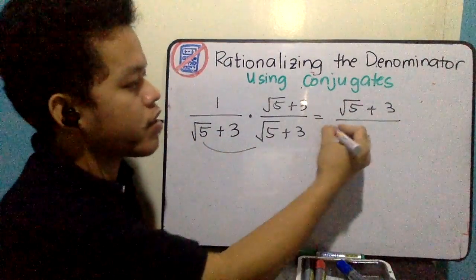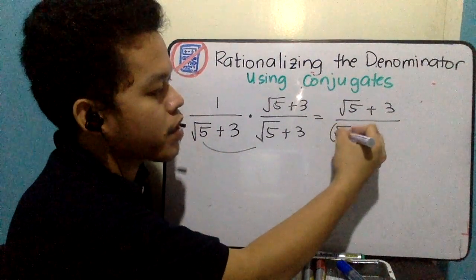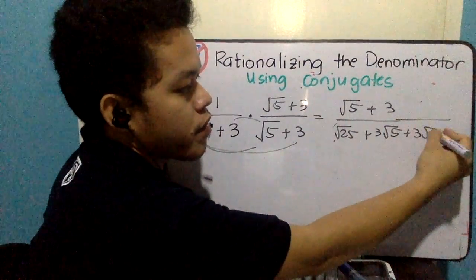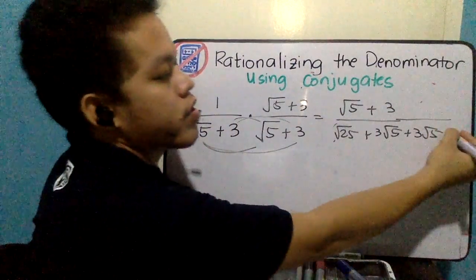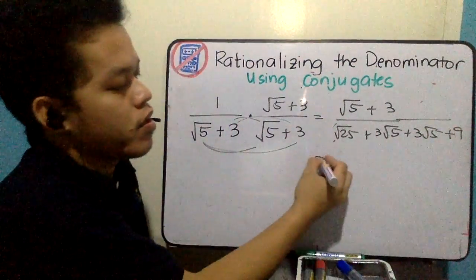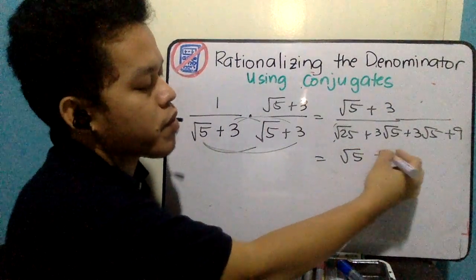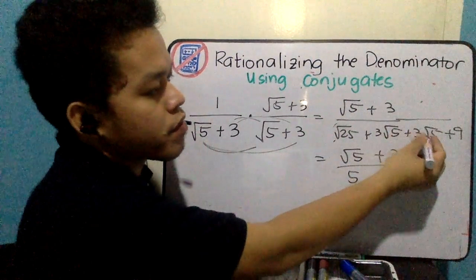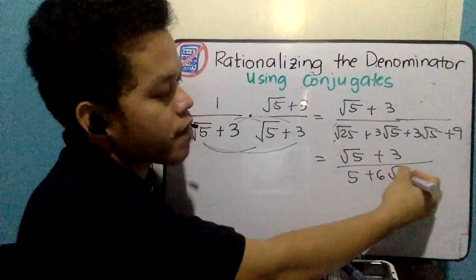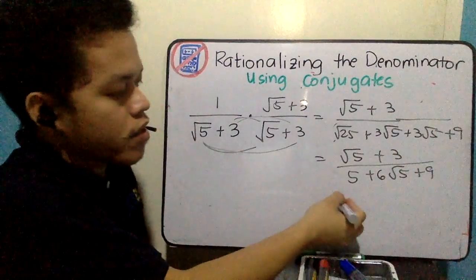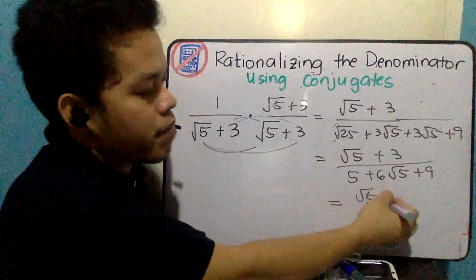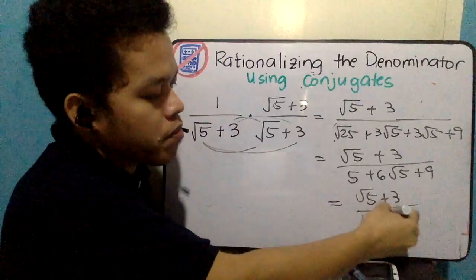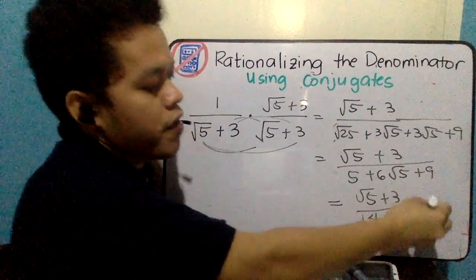You can use the FOIL method here. That will be square root of 25 plus 3 square root of 5 plus 3 square root of 5 and last to last, equal to 9. When you simplify this further, that will be square root of 5 plus 3 all over, square root of 25 is 5, 3 square root of 5 plus 3 square root of 5 is 6 square root of 5, and this is equal to 9. Simplifying it further, square root of 5 plus 3 all over 5 plus 9 is equal to 14 plus 6 square root of 5.